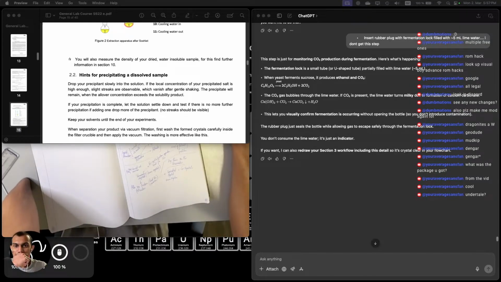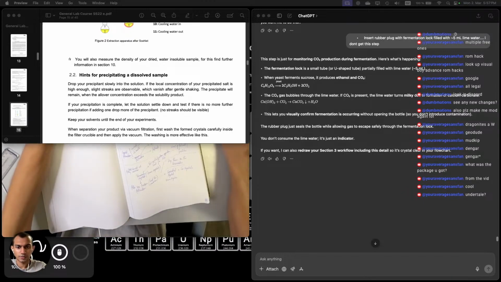Put 35 grams of sucrose into a Pyrex bottle, dissolve it in 250 milliliters of 2:1 mixture of cold and hot tap water. Add 2 to 2.5 grams of dry yeast. Note the exact weight and close the bottle with the rubber plug and fermentation lock. I don't get this thing, fermentation lock.